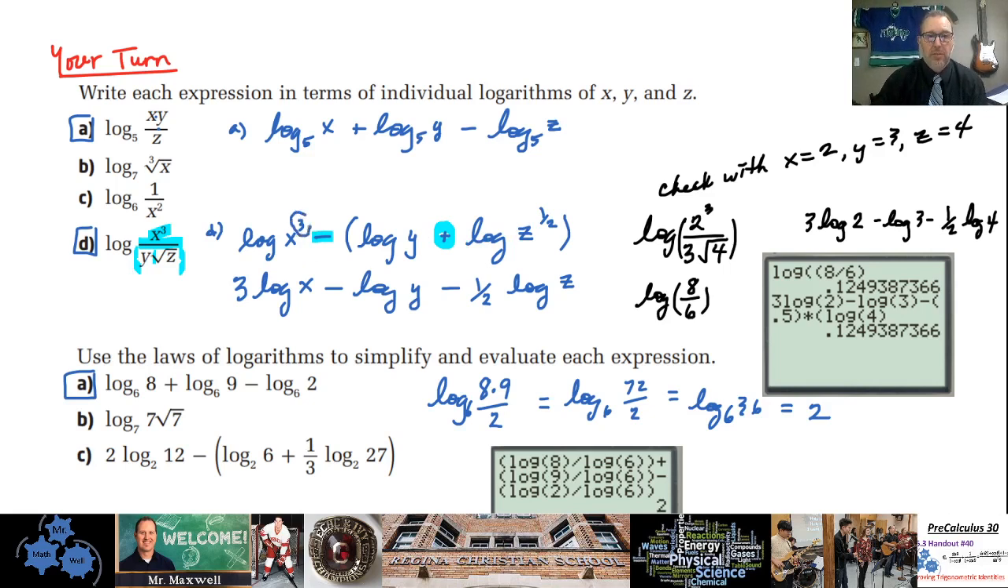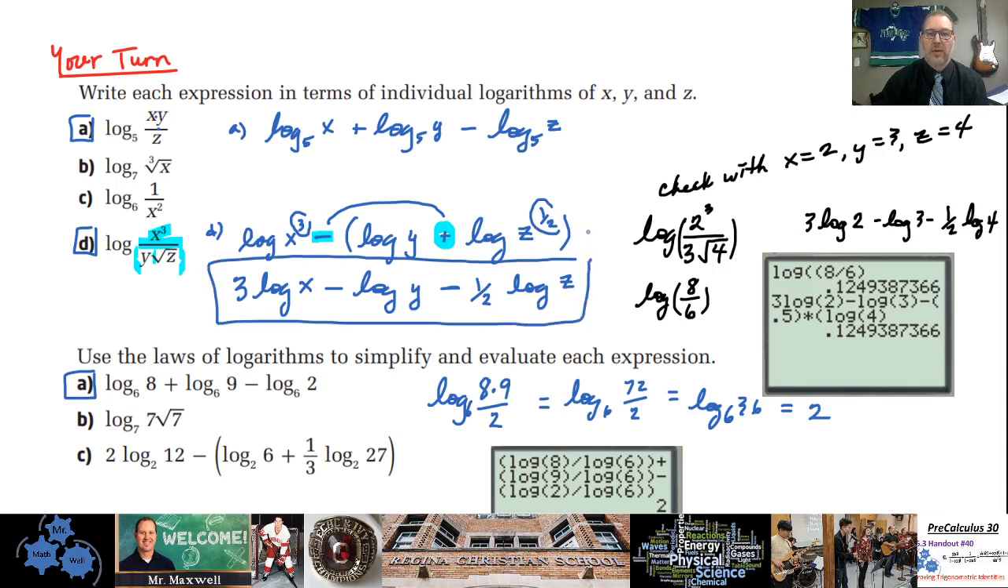That's the power rule. Remember, this 3 can come down in front. I get rid of the brackets, and this is going to be minus log y. This minus will distribute to be minus over here. And again, this 1/2 can come down in the front. See that? So there you go. That's how it can be simplified.